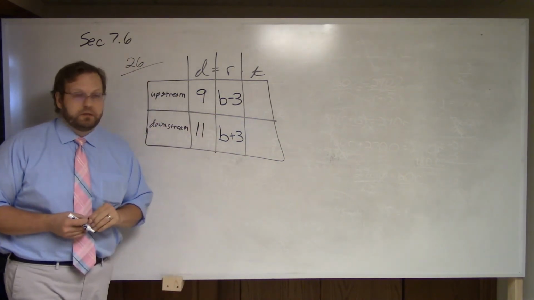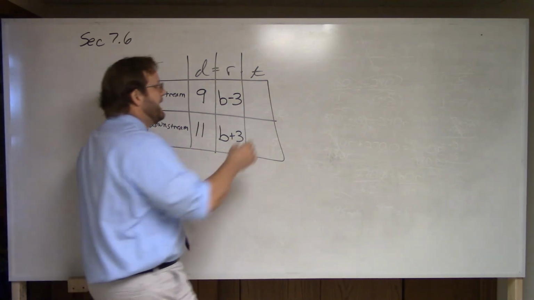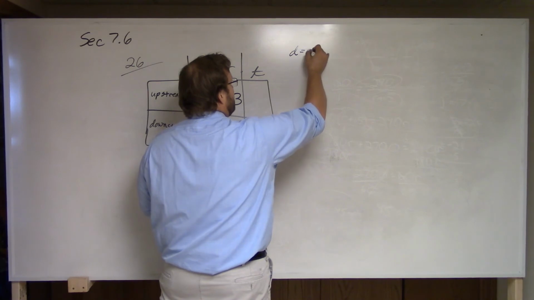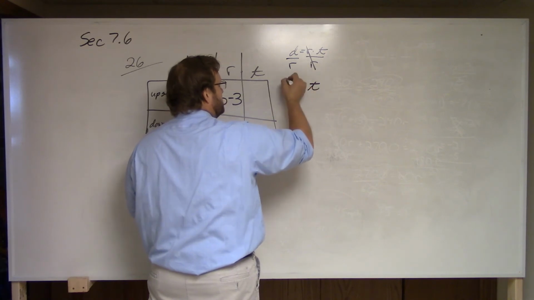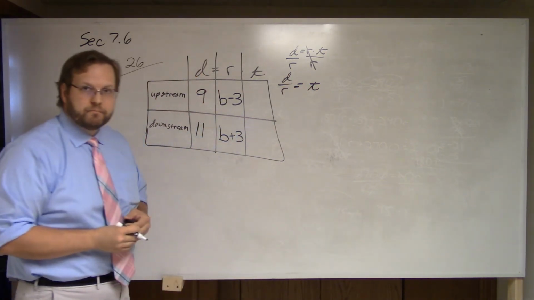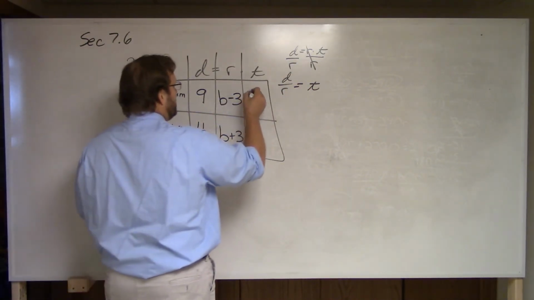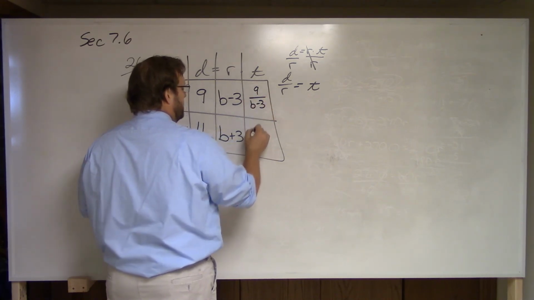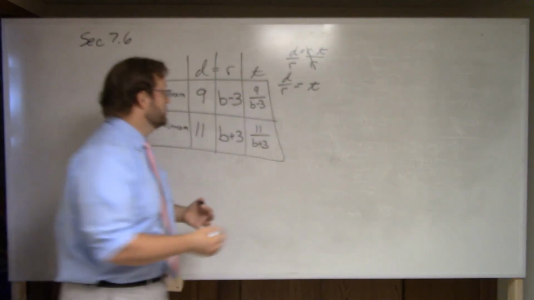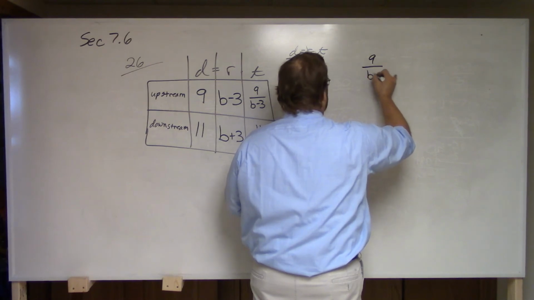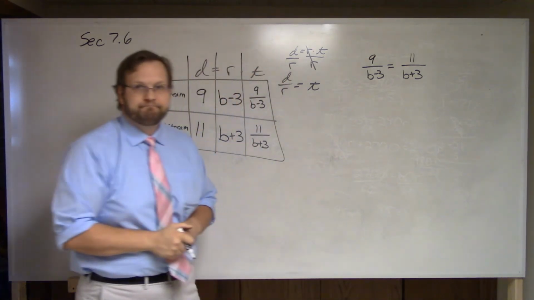Same idea with this. Now, when we have the times, remember, they did mention the times were the same, but we have to represent that time. Distance equals rate times time means time is distance over rate. You don't have to memorize this. Do what I did right here. It takes a few seconds. So distance over rate is 9 over b minus 3, and 11 over b plus 3. And remember, they were the same. So this time should be the same as that time. And that's it.